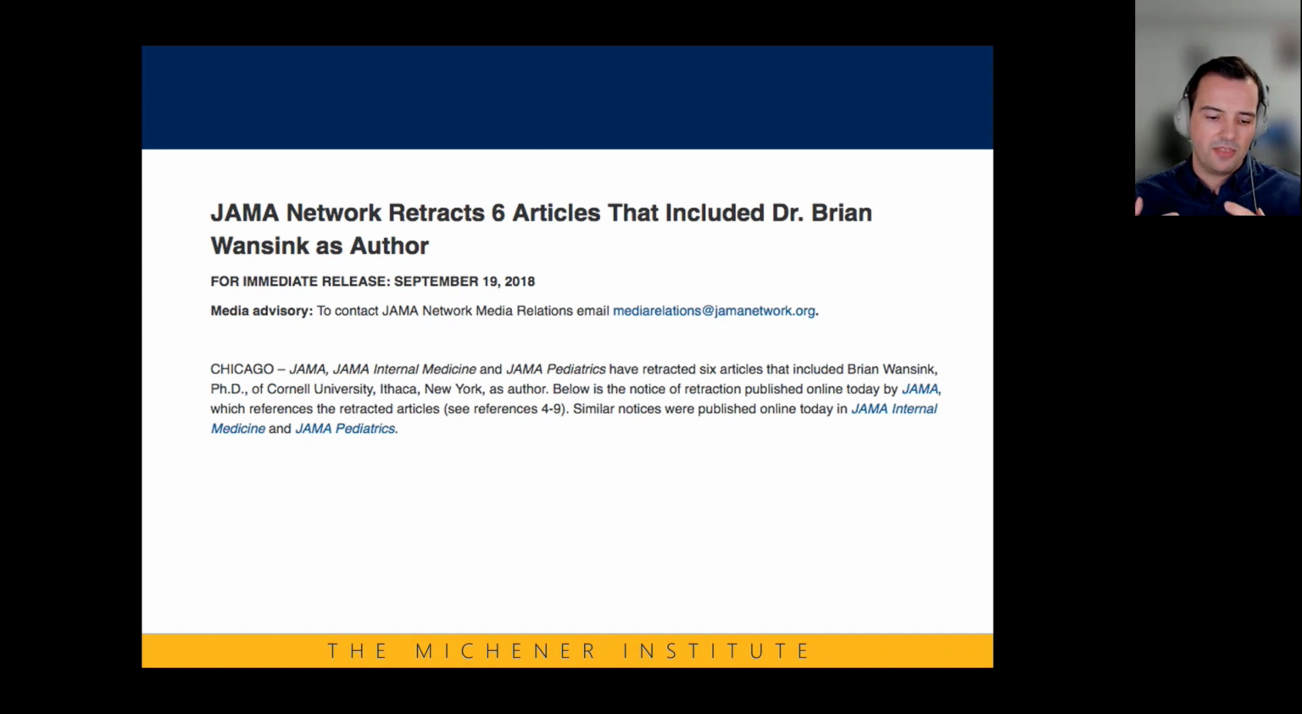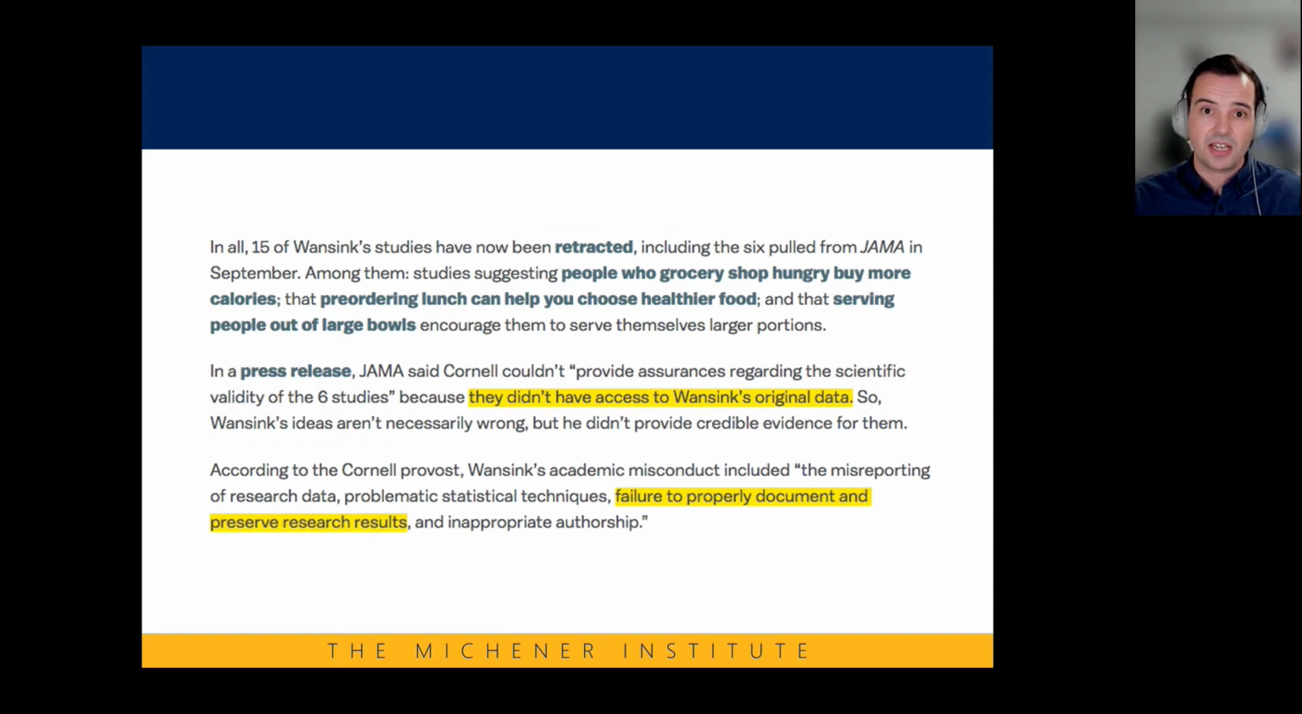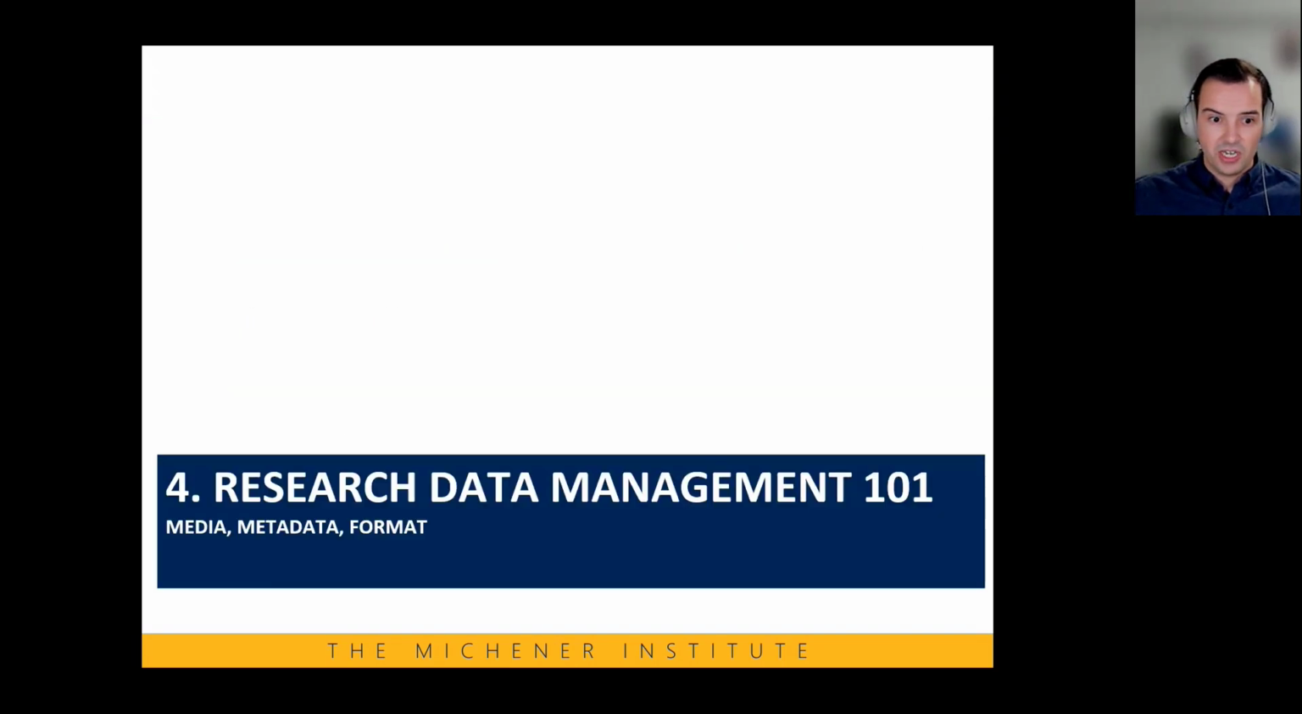In addition, Dr. Brian Wansink, famously at Cornell, had a lot of articles retracted because the authors simply could not reproduce and share the data with authors that were requesting this, as their research was showing very different results. So they didn't have access to the original data, and they failed to properly document and preserve the research results, which led to a number of retractions. And indeed, Dr. Brian Wansink no longer works at Cornell University following an investigation. So that is why it matters.